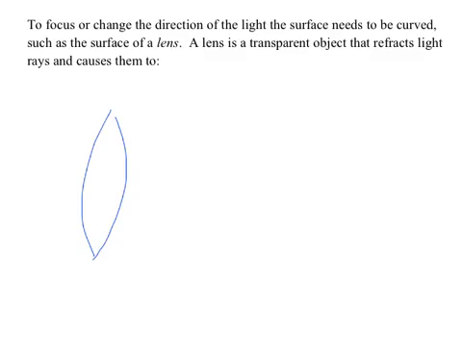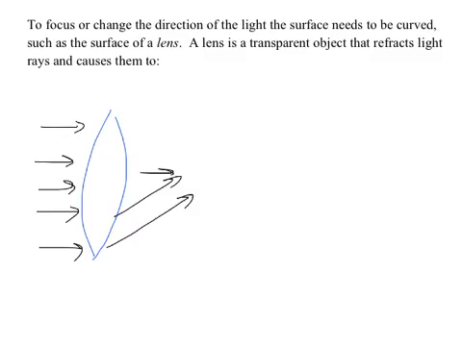Here's the thickness of the lens. The light rays enter the lens in the front, and they're all bent. They're all bent toward what we call a focal point. And the focal point is at some location on the other side of the lens itself. So this is a converging lens, also sometimes known as a convex lens.